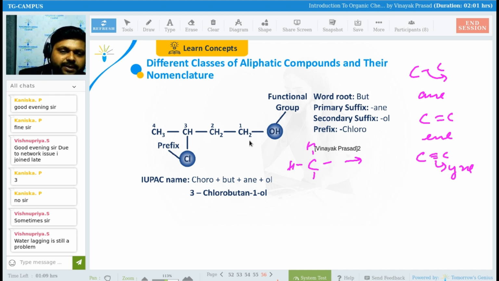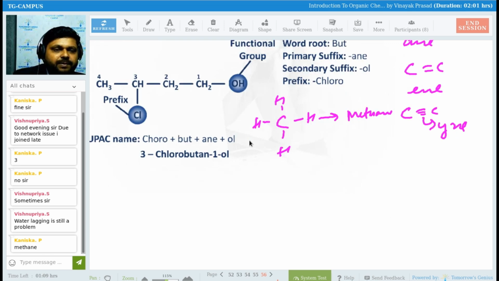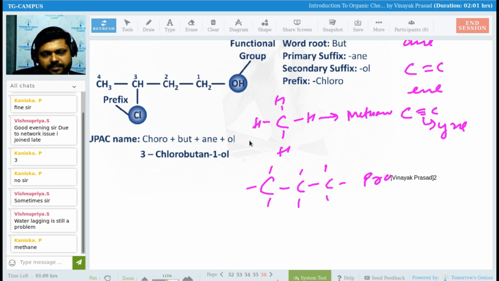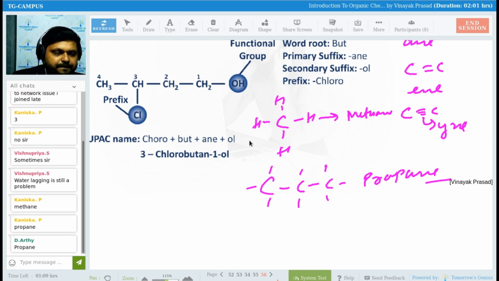So first of all, tell me what will be the name of this compound, guys. Please, I want the answer from your side. What will be the name for this compound? Methane? Very good answer. No. Then, what will be the name for this compound? See, 3 carbon is there, so prop, and the single bond is between carbon and carbon, so propane, right? Is it okay? No doubt?